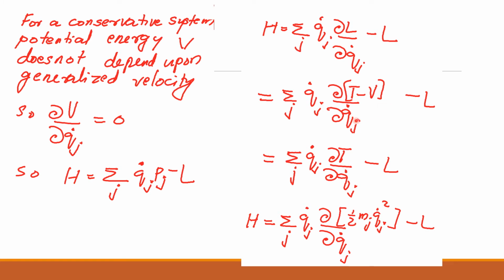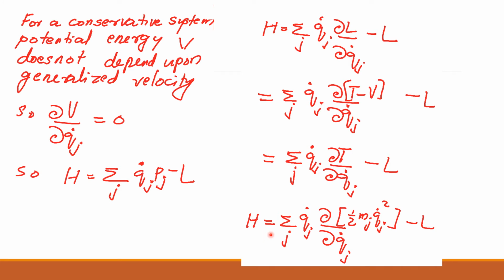But potential energy does not depend on the Qj dot factor, since Qj dot is actually velocity. So potential energy does not depend on velocity. That is why, expanding the bracket, there was a term dou by dou Qj dot of V, but that is 0 because potential energy does not depend on Qj dot. Qj dot is velocity, minus L. There is an L that is still there.